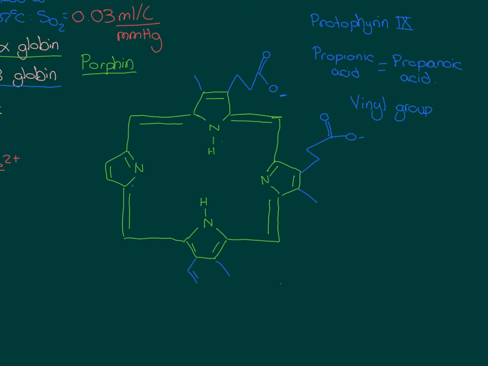And it might be helpful if I actually just draw out the actual full molecular formula for this. So you'd have two carbons, double bonded to one another. Here's the connection to the porphyrin structure here.